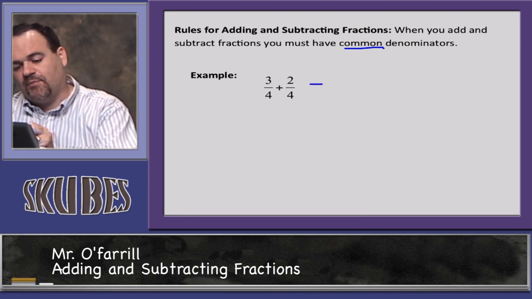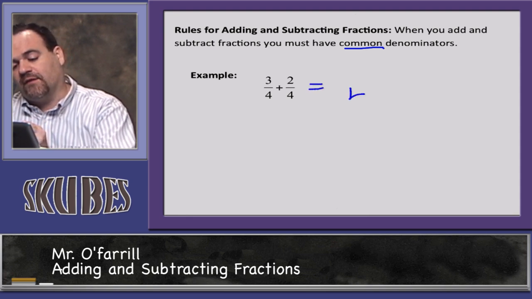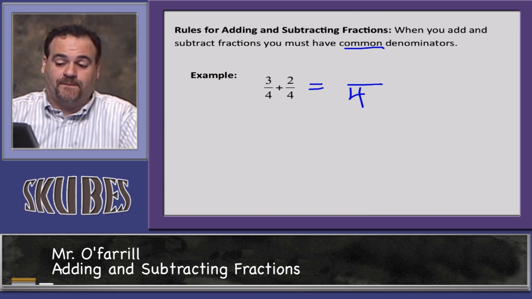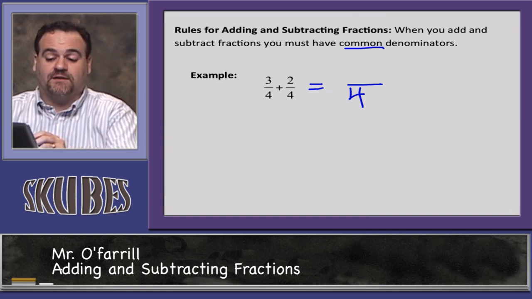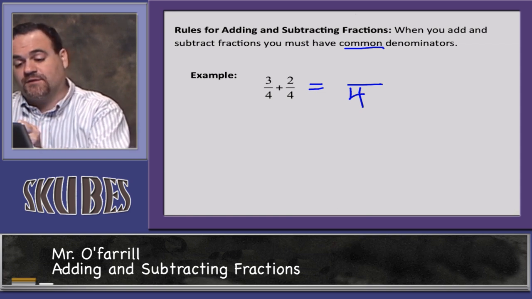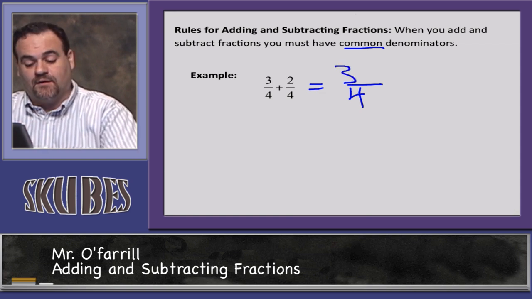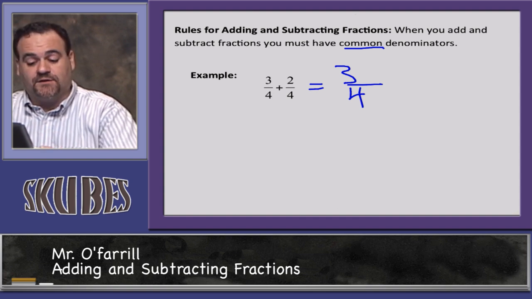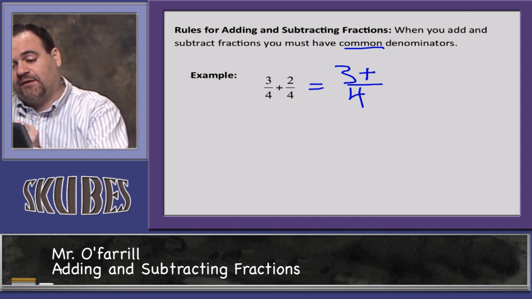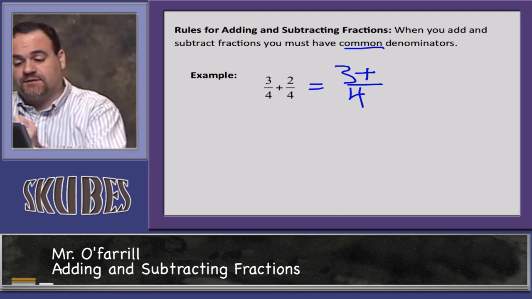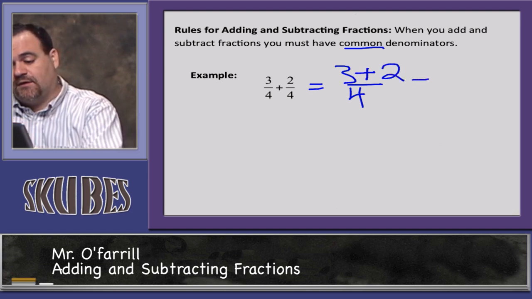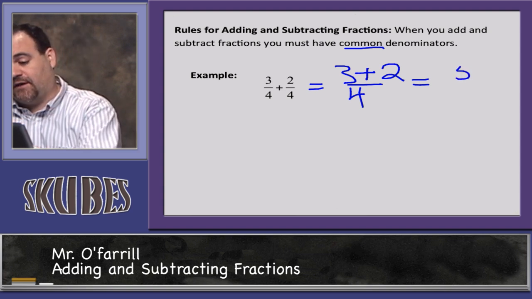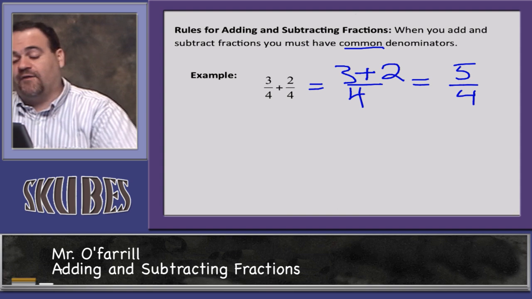Since they are already both 4s, we can just go ahead and bring that over, and that's going to be the bottom number for our answer. And then we take a look at the top numbers. First top number is 3. The operator that we're looking at here is addition, so we'll say plus, and then the last number is 2. 3 plus 2 is 5, and we have 5/4.